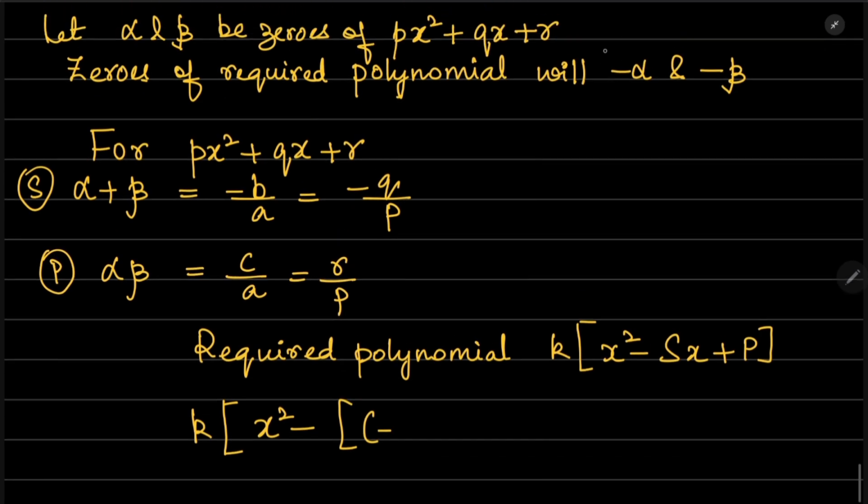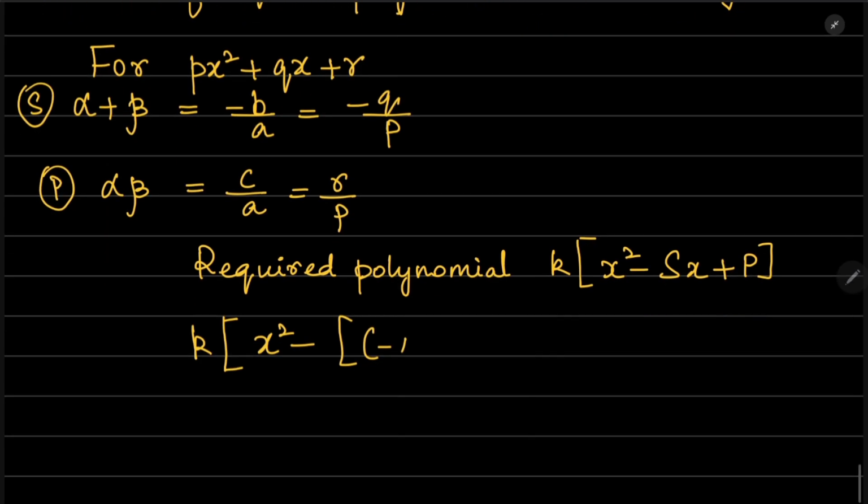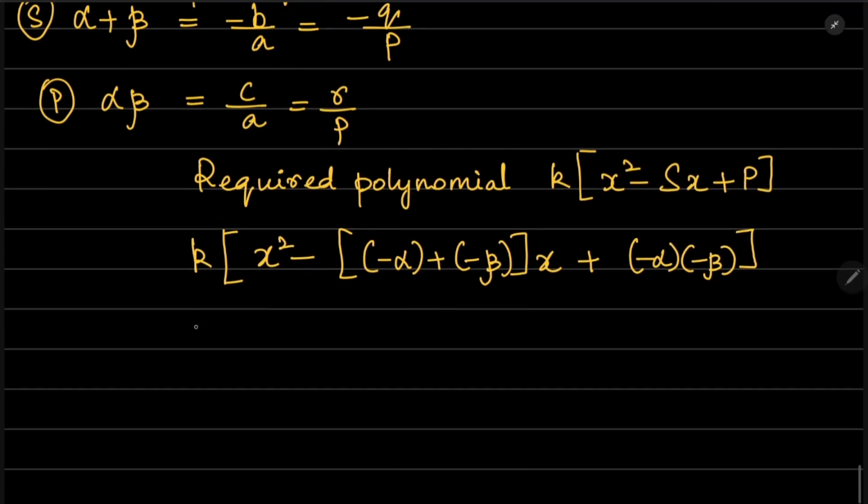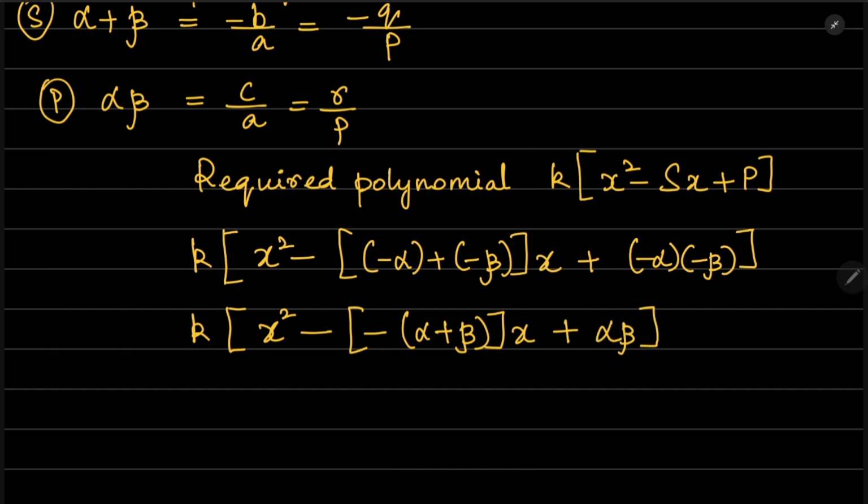For the required polynomial, the zeros are minus alpha and minus beta. So minus alpha plus minus beta is the sum of the zeros, into x, plus the product of the zeros, minus alpha into minus beta. So it is k multiplied by x square minus, and this is nothing but minus alpha minus beta. Take minus common out, you will have alpha plus beta multiplied by x. Minus into minus is plus, so plus alpha beta. That is k multiplied by x square plus alpha plus beta into x plus alpha beta.